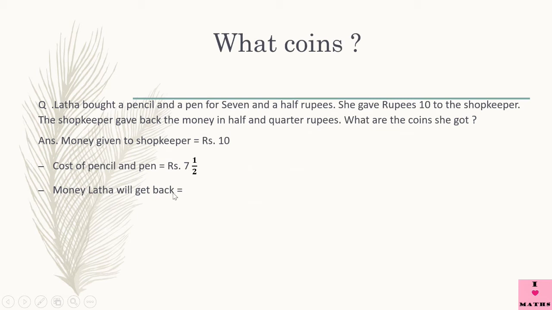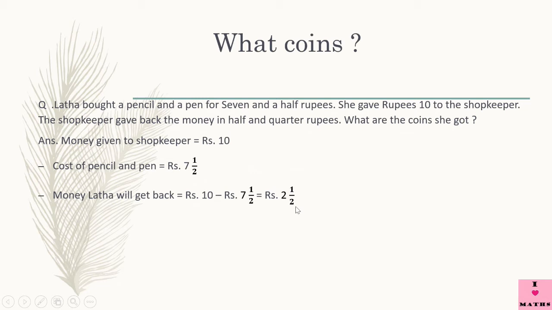So money Lata will get back is equal to rupees 10 minus rupees 7.5. So children, if it was rupees 7, 10 minus 7 would have been rupees 3. But you have to subtract half more rupee from rupees 3. So when you subtract half rupee more, the answer will be rupees 2.5.